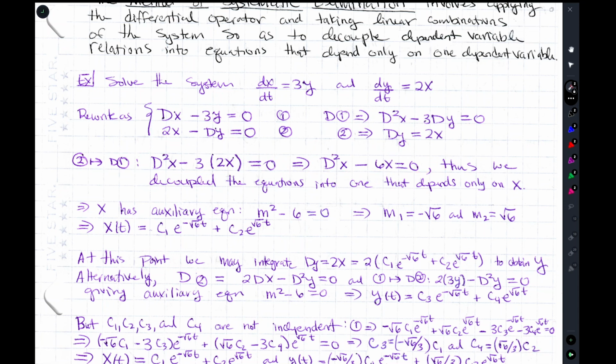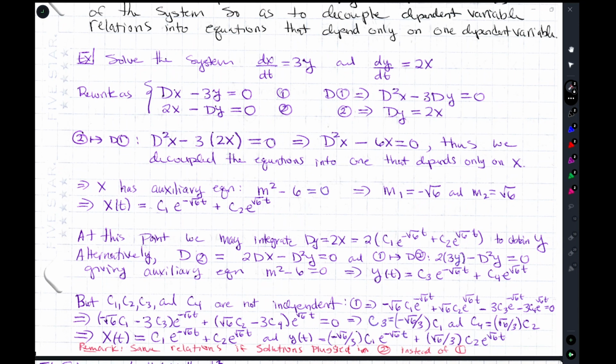And look, this is what's meant by decouple, okay? Each of these equations had an x and a y in it, and now we're left with an equation that only has x in it, okay? So that's what's meant by this systematic elimination. So solving in a straightforward way here, it's a homogeneous equation. So we get two distinct real roots for the auxiliary equation, and we have this general solution.